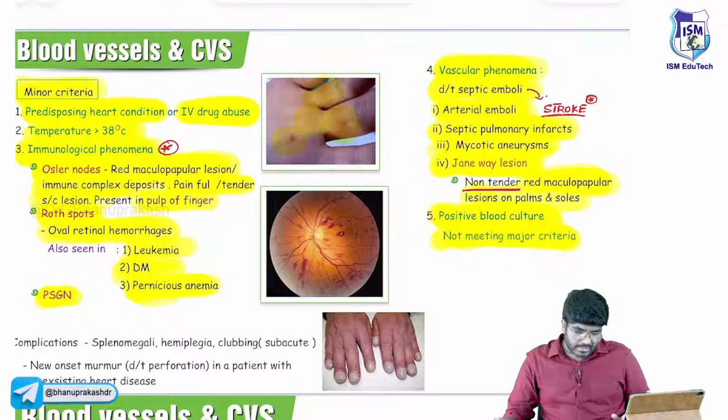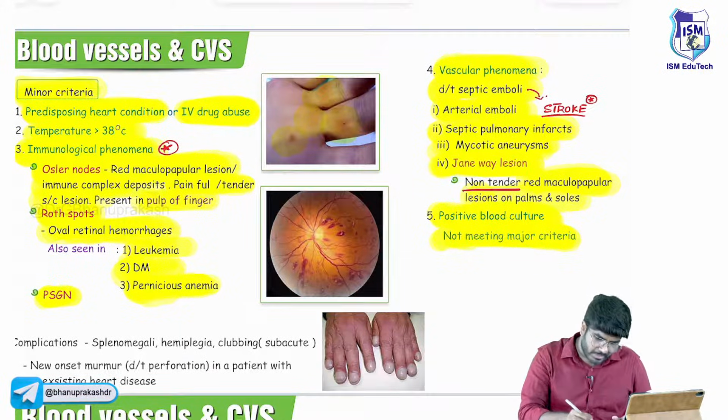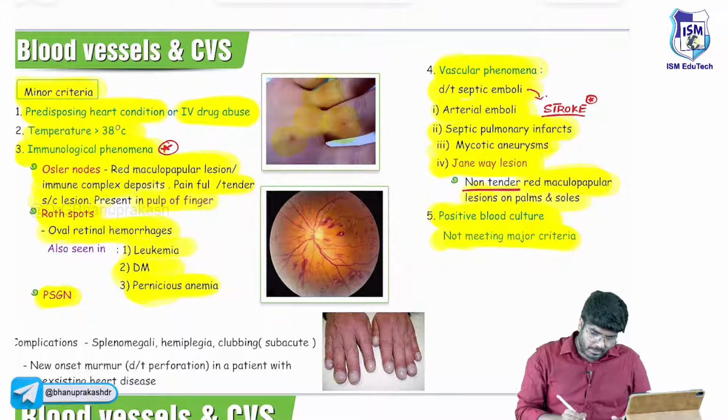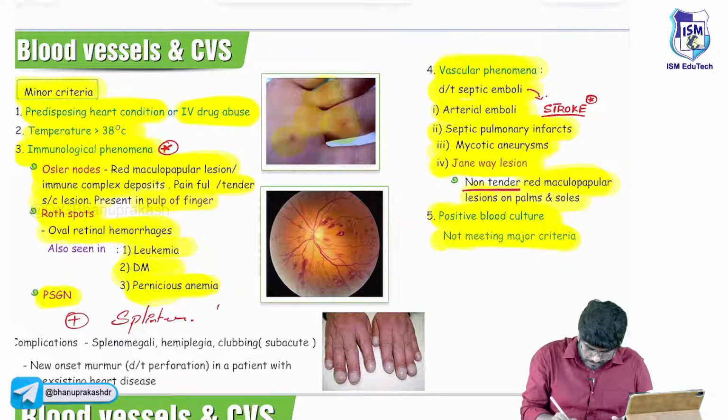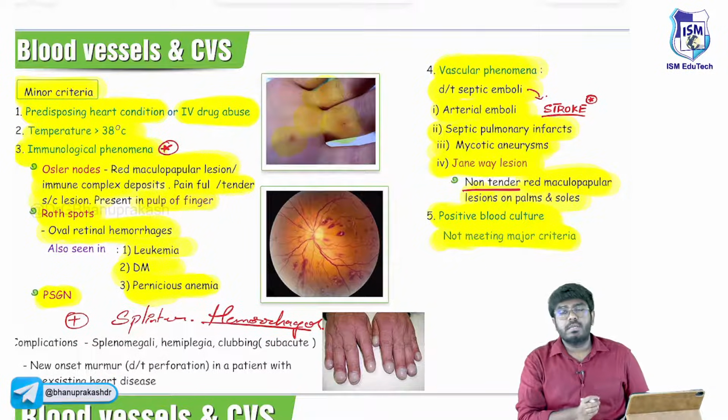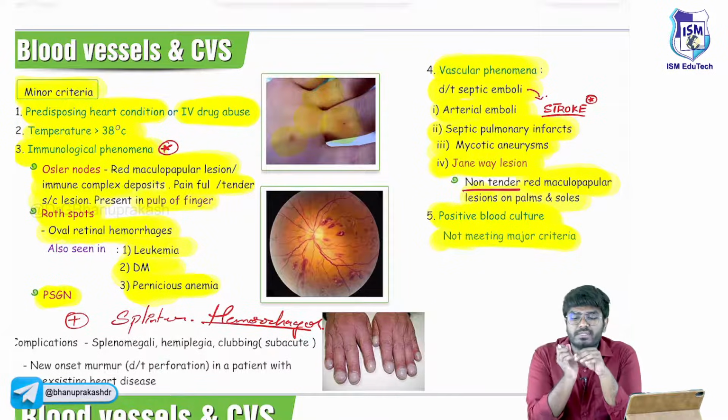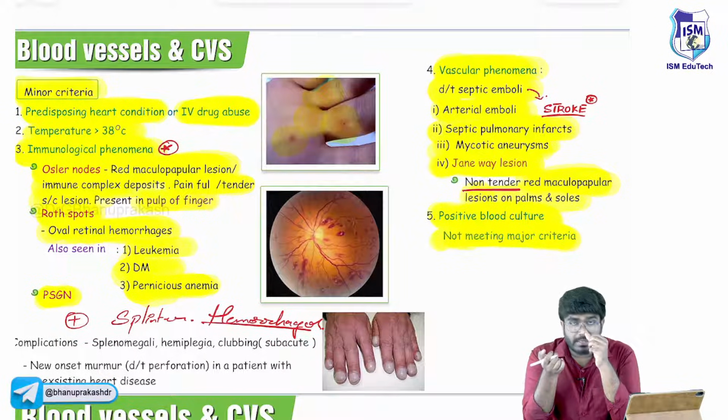And not only this, here I want to add a few more important points because of the immunological phenomena. Now also write splinter hemorrhages. Because of the deposition of these immune complexes in the nail beds, there will be hemorrhages, splinter hemorrhages. So splinter hemorrhages can also occur in infective endocarditis.